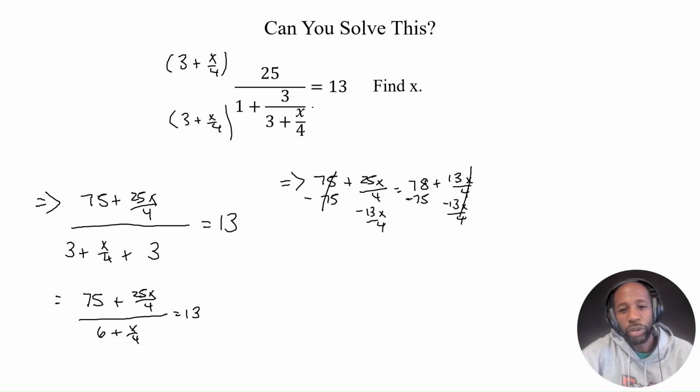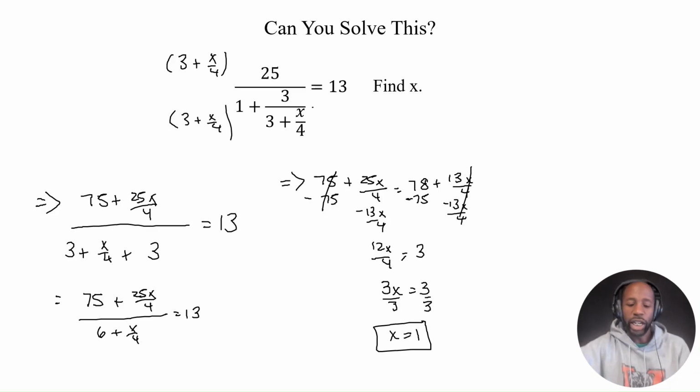Okay, and so then 25x over 4 minus 13x over 4 is just positive 12x over 4 equals 78 minus 75, which is 3. Then that is 3x equals 3. And then finally, x equals 1. All right, so that's my answer.